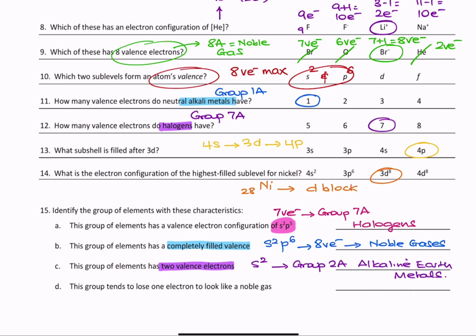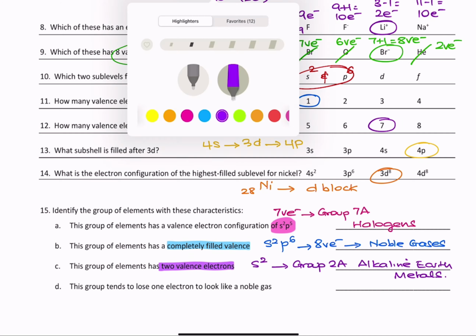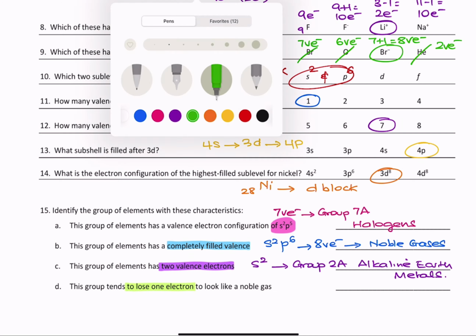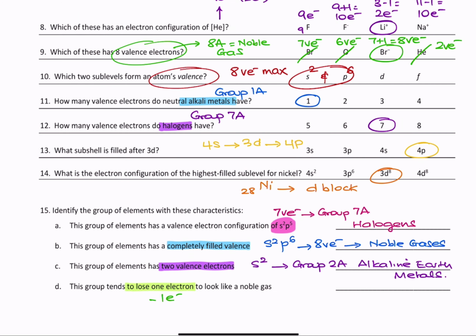This group tends to lose 1 electron. So the group we're looking at tends to lose 1 electron, minus 1 electron, to look like a noble gas. So in order to look like the noble gas, they need to lose 1 electron. Therefore, they only have 1 valence electron. In order to have 1 valence electron, they belong to group 1A, and this group is the alkali metals.